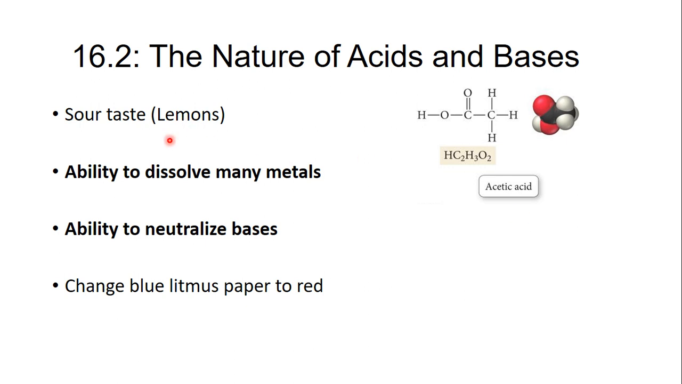So think of your lemons. Those are very acidic and they're very sour tasting. Acids in general dissolve metals and they neutralize bases. And if you have a pH strip, they'll change that pH strip to red.